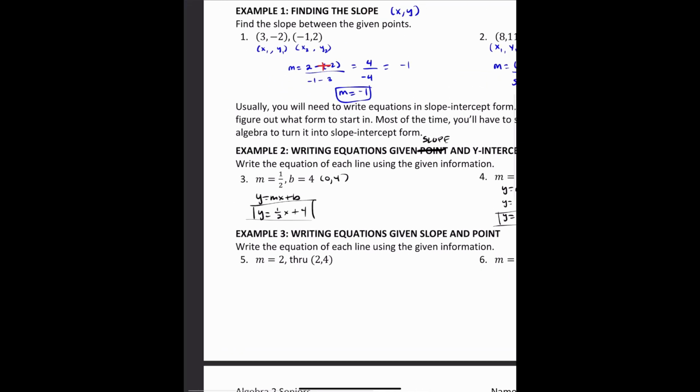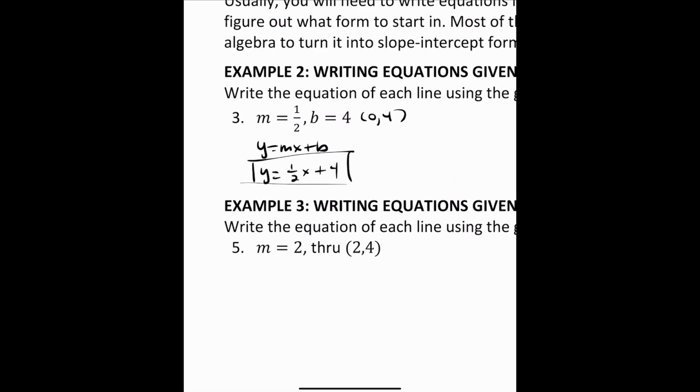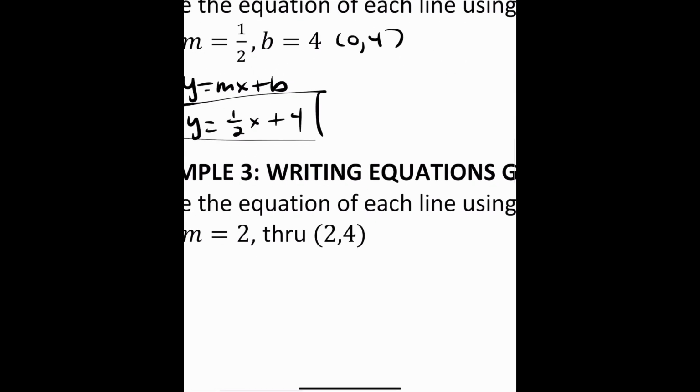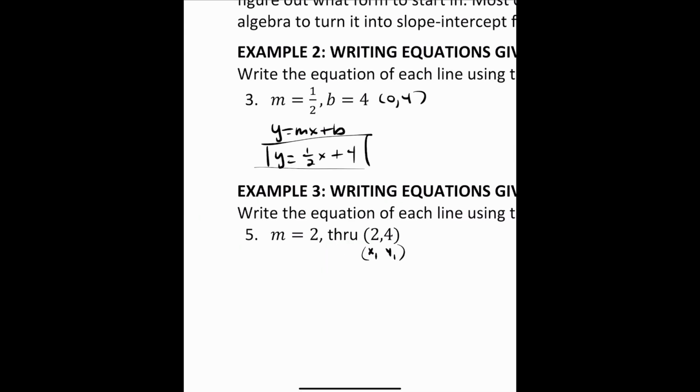So we have m equals 2, and we have a point, which is 2, 4. So we know that m is our slope, so that's 2, and that 2, 4 is actually going to be our x1, y1. So I'm going to use my point-slope form, which is y minus y1 equals m times the quantity of x minus x1. Remember, the only variables that you're going to replace are y1, m, and x1.